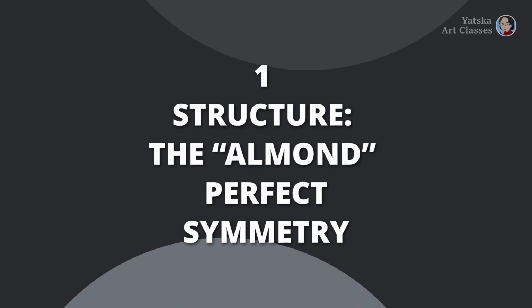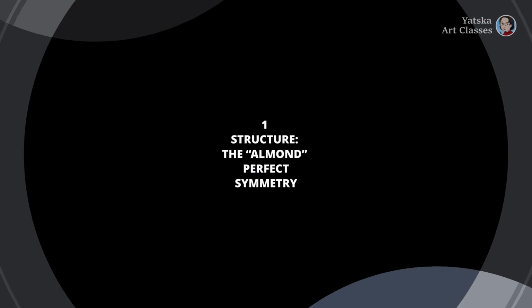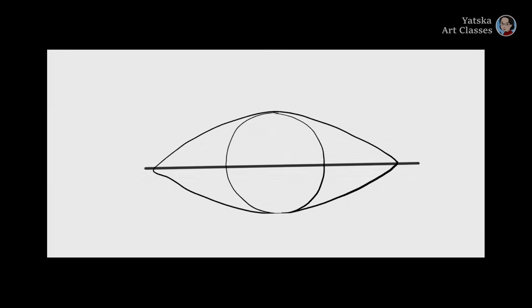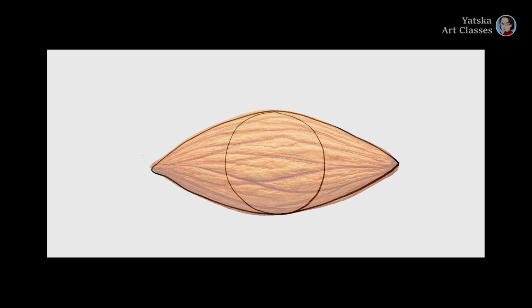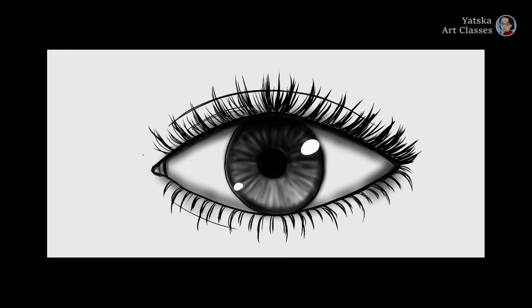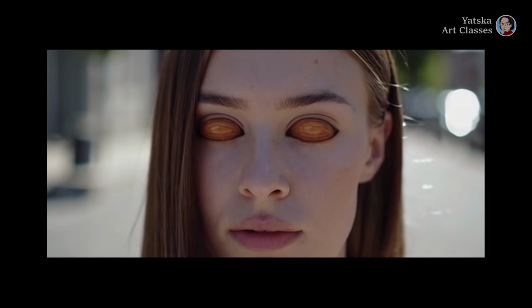Mistake number 1. Structure. The almond and perfect symmetry. Most people start drawing a realistic eye the exact same way. Perfect symmetry, a clean, neat almond shape. Everything's straight, everything's pretty. So pretty. And yeah, people actually teach it like this. Seriously. There is just one problem. Eyes like that don't exist.